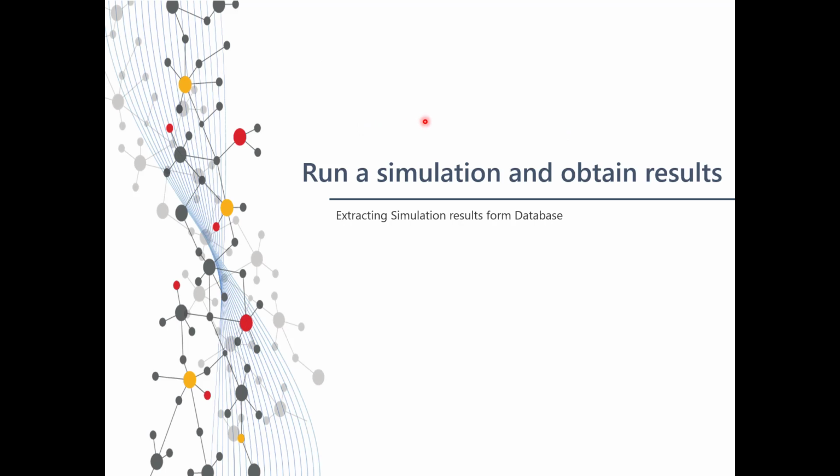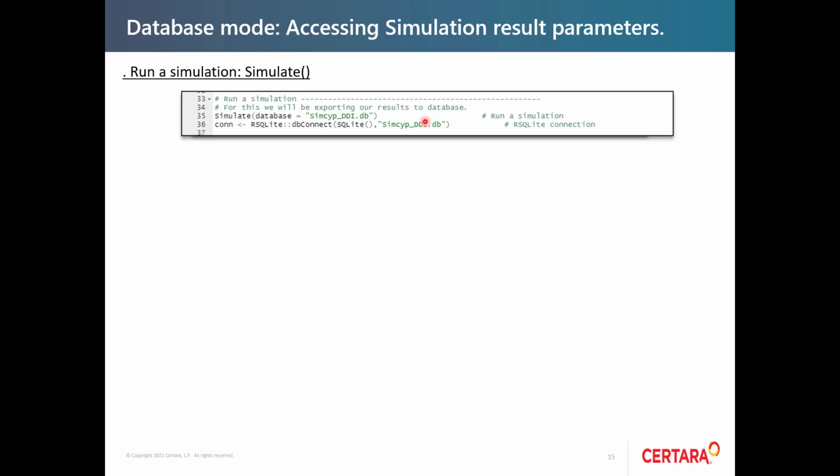Okay, so now we're going to talk about how one is able to run a Simcyp simulation and save the results to a database file from R. And then we're going to talk about how one can go into that database file to extract the simulation results.